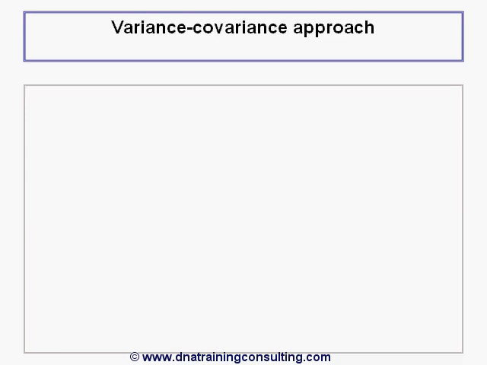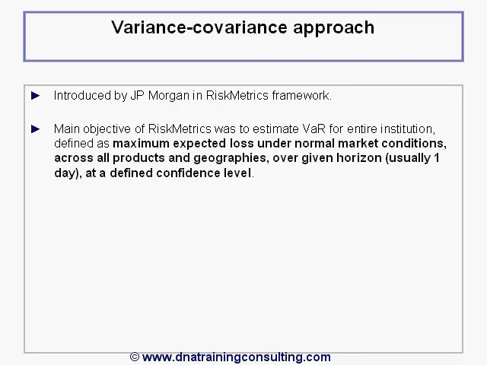The variance-covariance approach was introduced by J.P. Morgan in the RiskMetrics framework. The main objective of RiskMetrics was to estimate VaR for the entire institution, which was defined as the maximum expected loss under normal conditions across all products and geographies over a given horizon of usually 1 day at a defined confidence level.